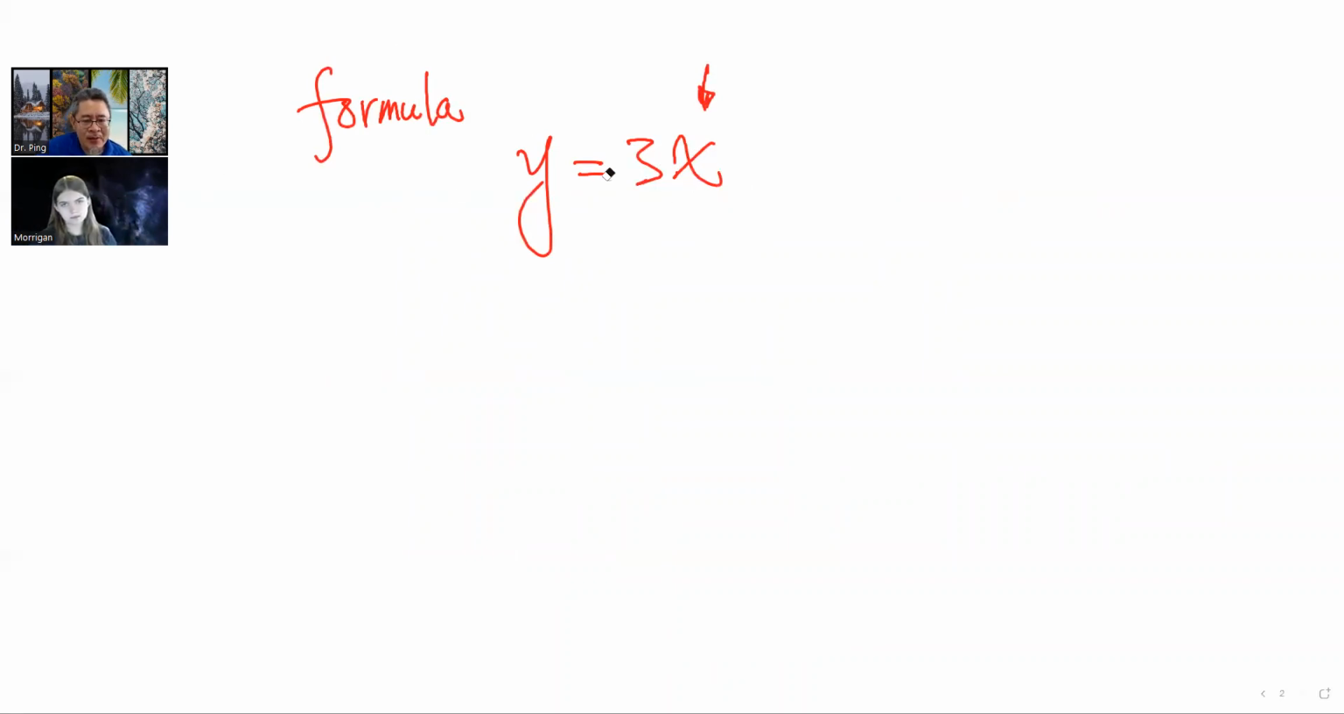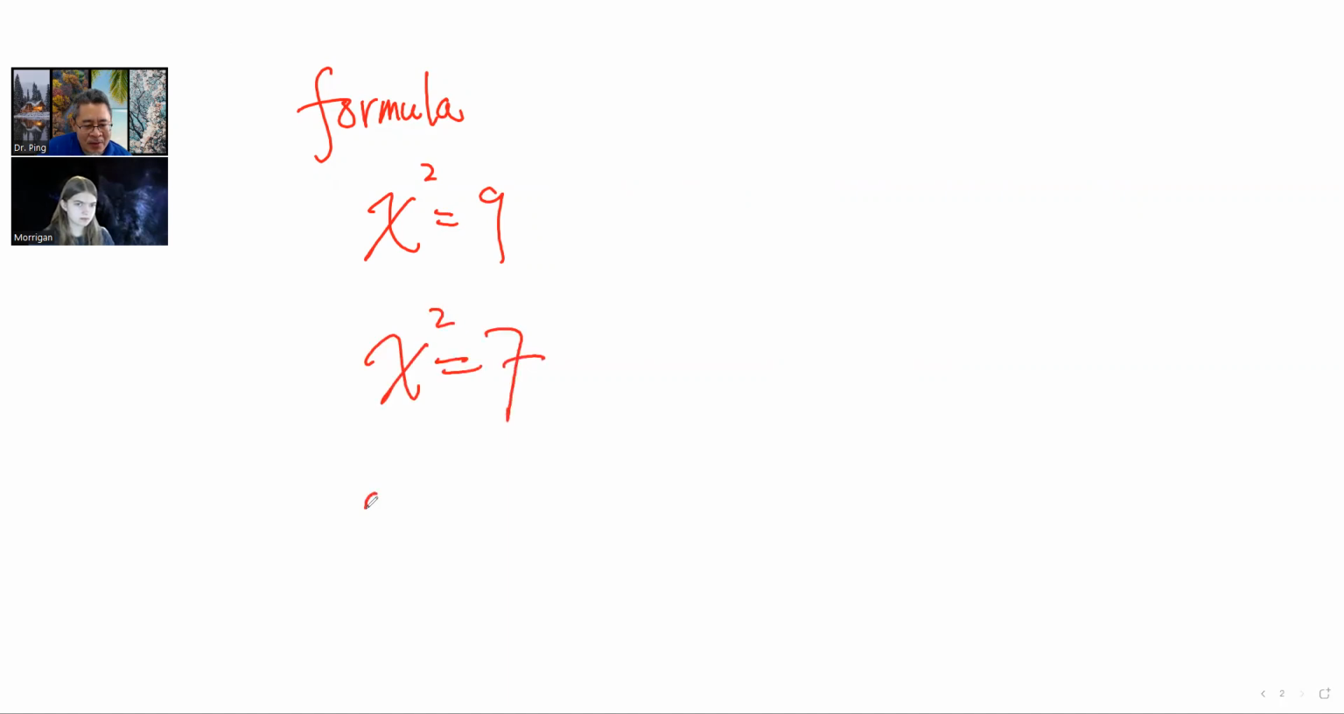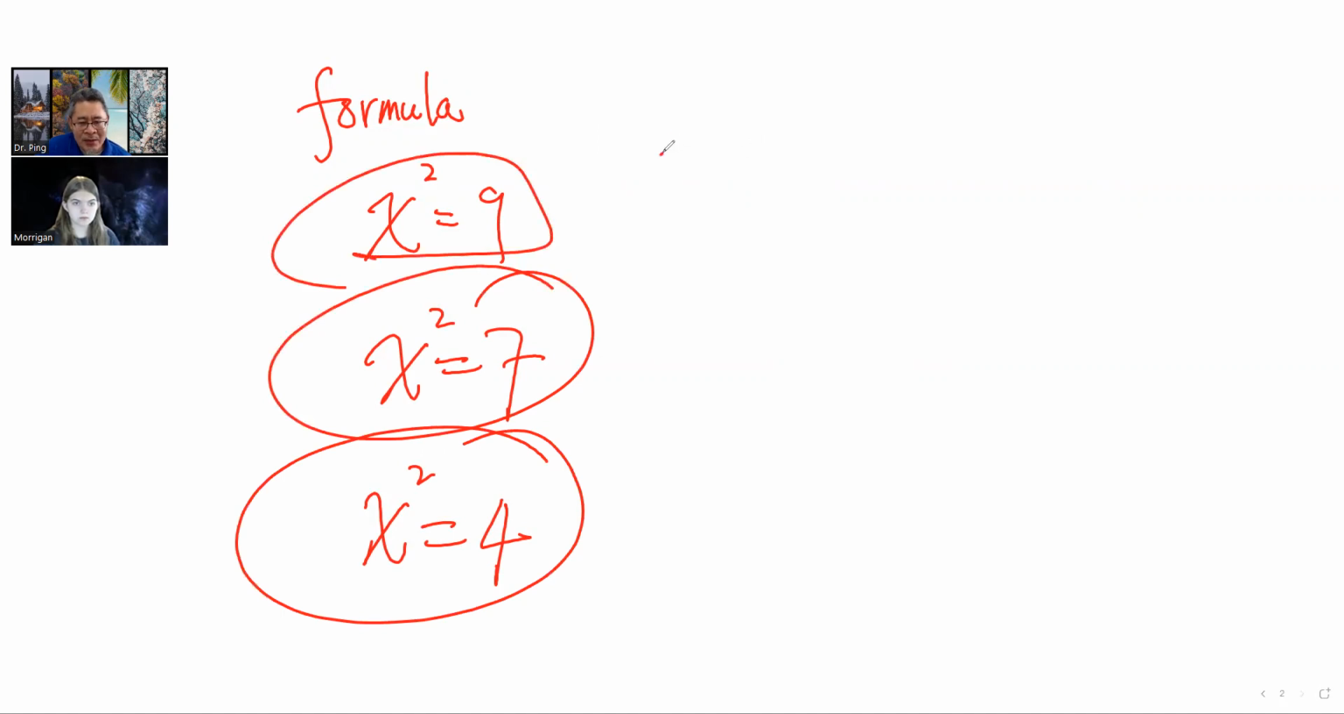And now we're going to find the formula for solving problems like x squared equals 9, x squared equals 7, or x squared equals 4. Before, we had to do each one on its own. But what's powerful in algebra is that we can have a general solution. We can say this kind of problem we can generalize as x squared equals c, and c is just a number.